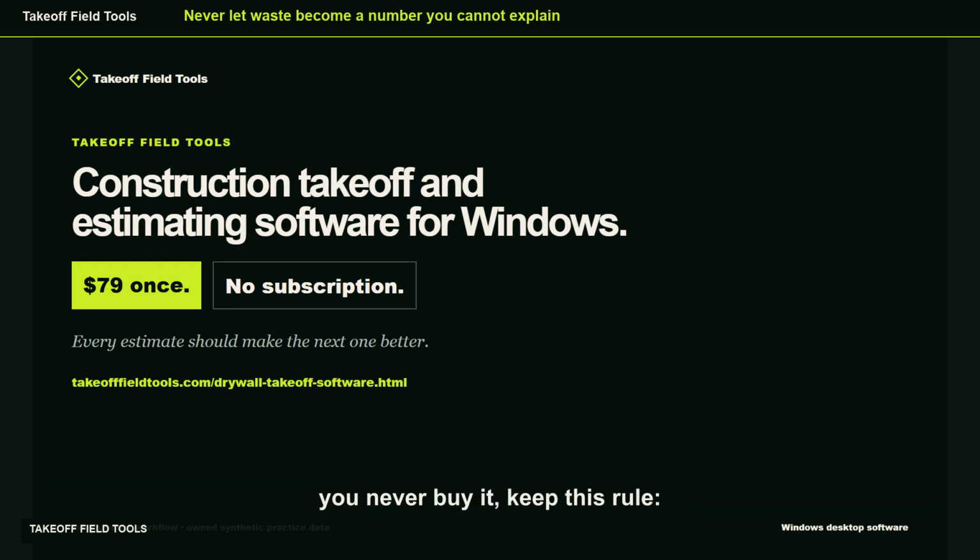Even if you never buy it, keep this rule. Never let waste become a number you cannot explain.